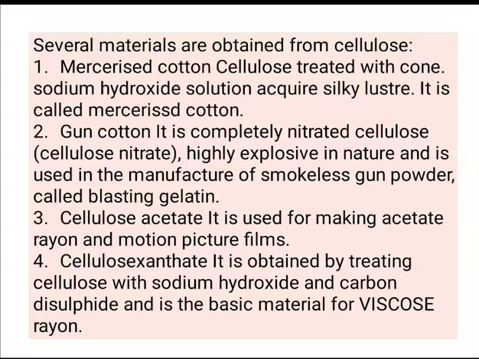Number 3, cellulose acetate. It is used for making acetate rayon and motion picture films. Number 4, cellulose xanthate. It is obtained by treating cellulose with sodium hydroxide and carbon disulfide and is a basic material for viscous rayon.